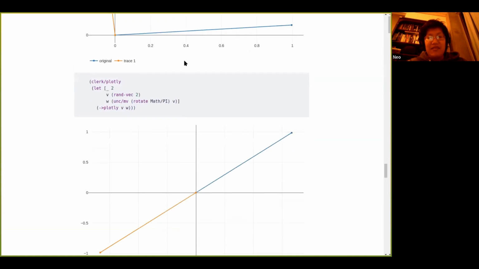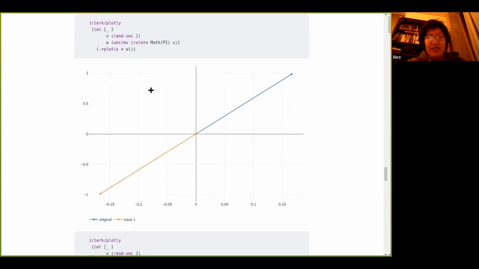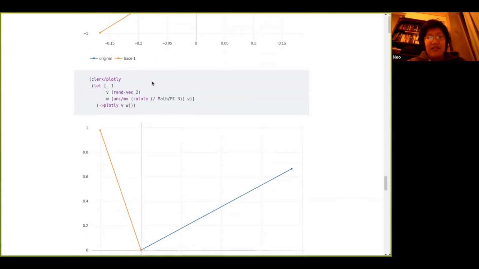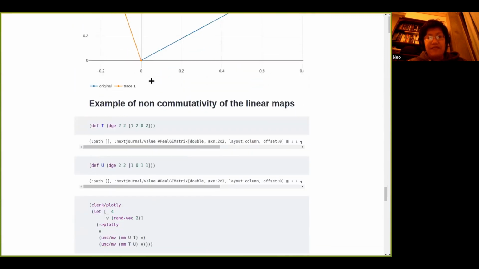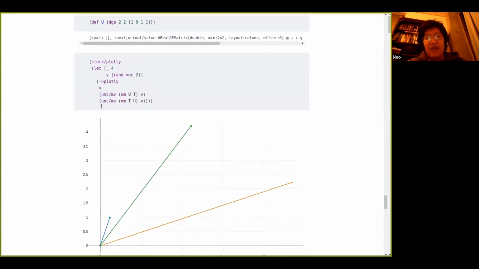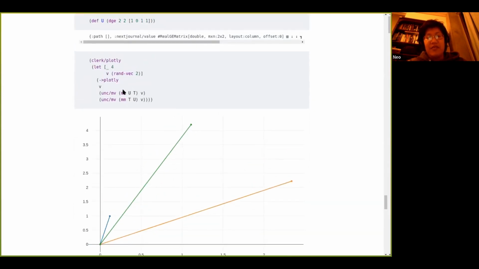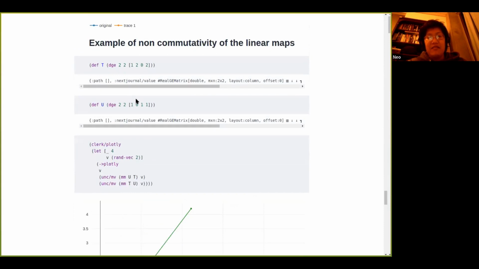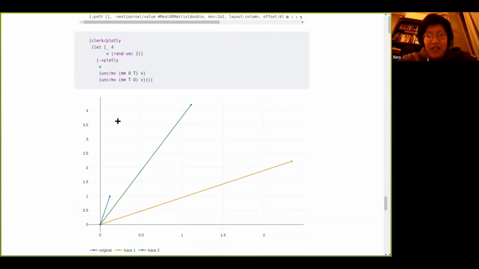Same examples, and here is a bigger rotation of 180 degrees, and this is a 60 degrees rotation. And here we have an example of why matrices cannot commute. Basically, just a simple example of how they don't commute. Any questions?